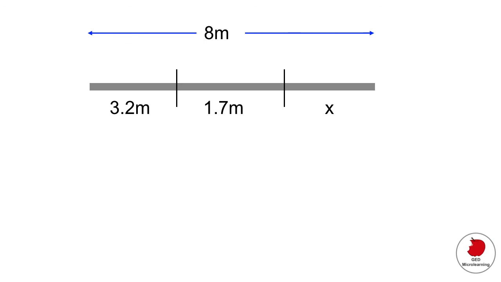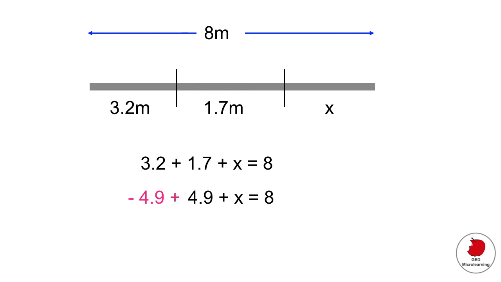So if you set it up as an algebra equation, it would look something like this. If you add 3.2 plus 1.7, that gives you 4.9 plus x. And now all you have to do is solve for x. So on the left side, you would subtract 4.9. So those two numbers cancel out. Do the same thing on the right side. And then that gives you x is equal to 3.1.